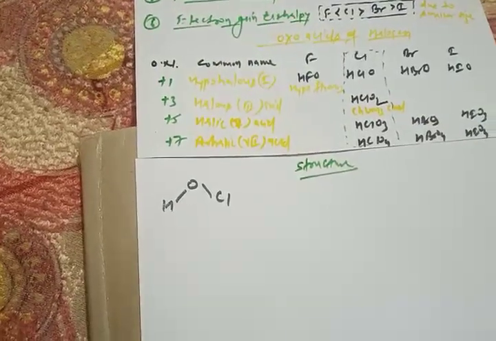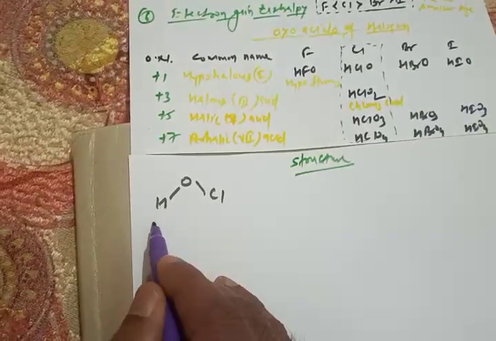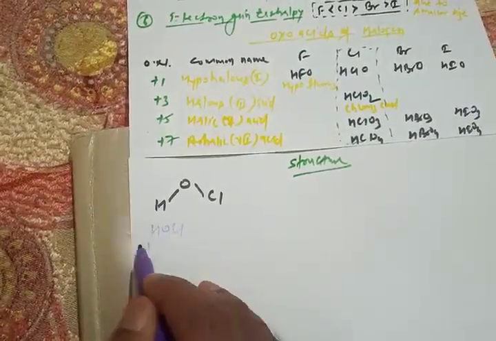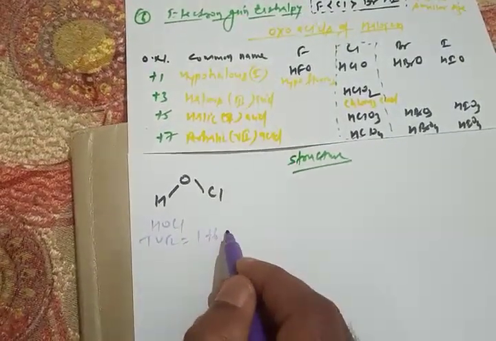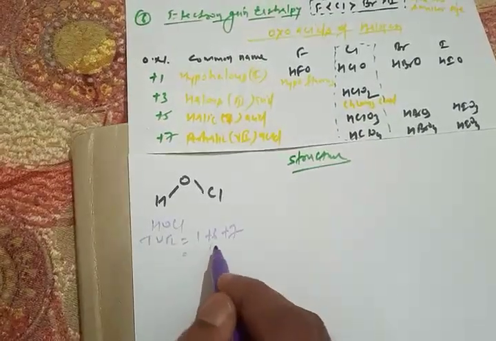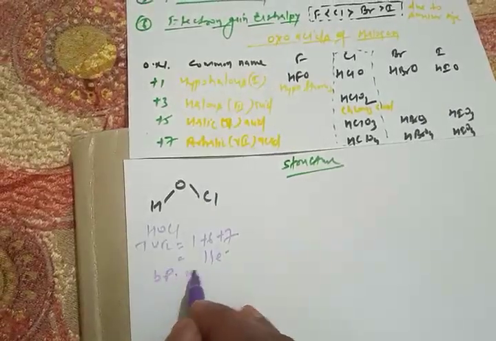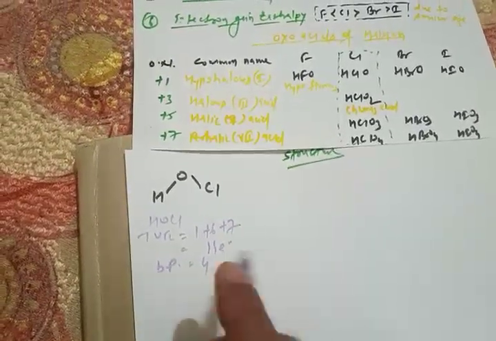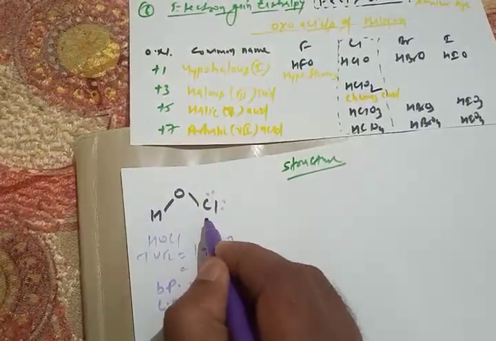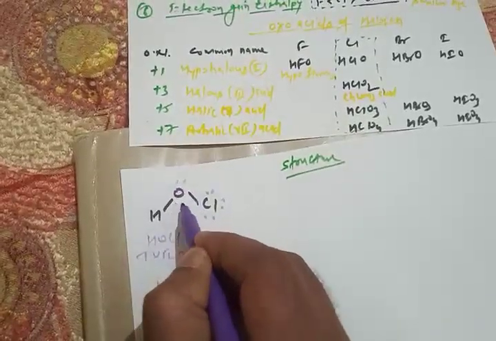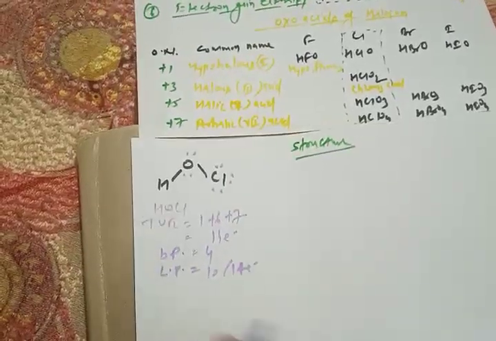Okay, so HOCl. The total valence electron will be 1, plus 6 for oxygen, plus 7 for chlorine. This will give 14 electrons. We have two bond pairs, so bond pair electrons is 4. Then lone pair counting: we can put 3 lone pairs here and 2 lone pairs here, so total 5 lone pairs, that means 10 electrons, so total will be 14 electrons. Okay, so this is how the structure will be drawn.